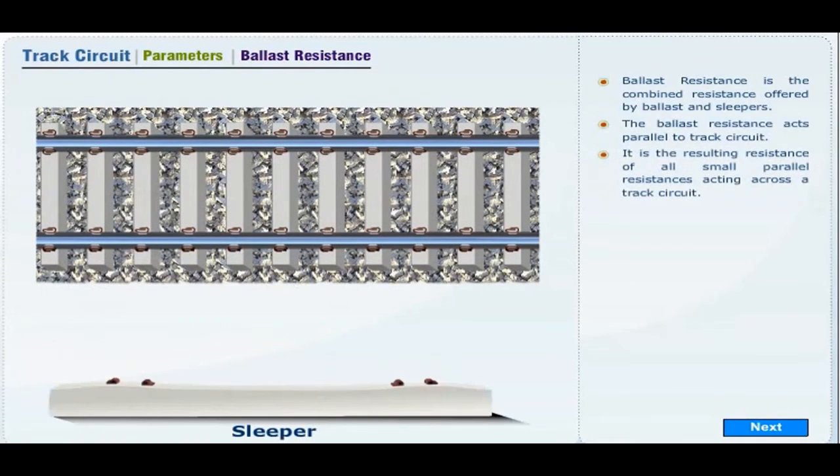Ballast resistance. Ballast resistance is the combined resistance offered by ballast and sleepers. The ballast resistance acts parallel to track circuit. It is the resulting resistance of all small parallel resistances acting across a track circuit.